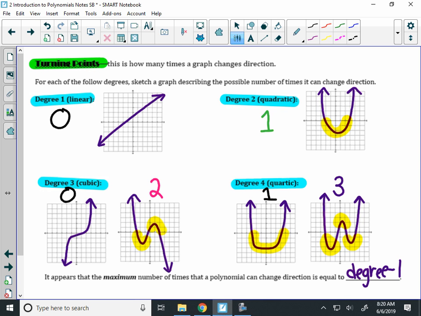So in the last one, degree 4, 1 less than that is 3. That's the most times that you can turn on a quartic graph. For degree 3, 1 less than that is 2, and that was the most times you could change direction for a cubic graph. All right, last little bit of notes here.